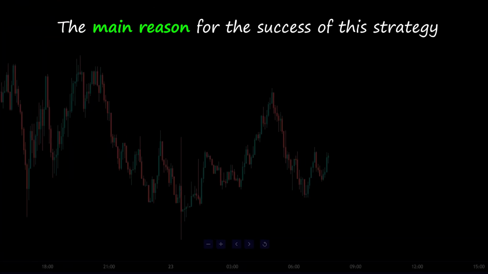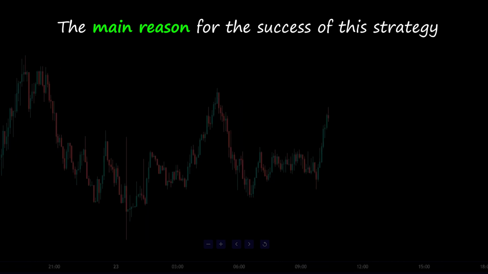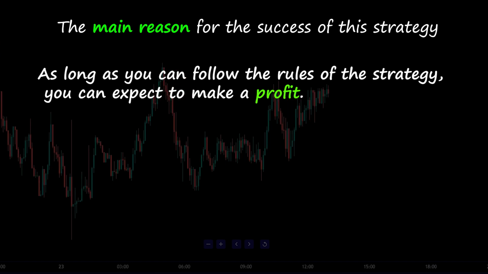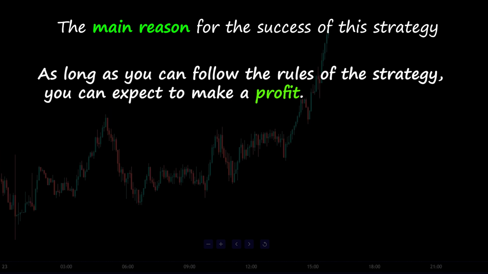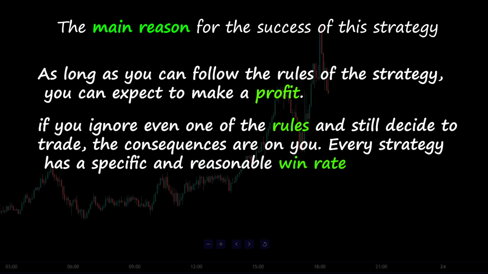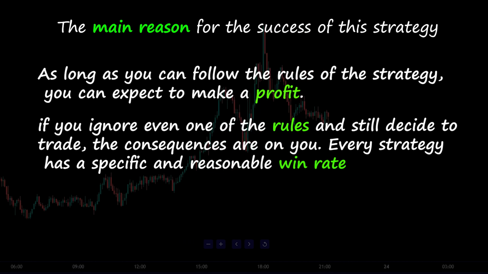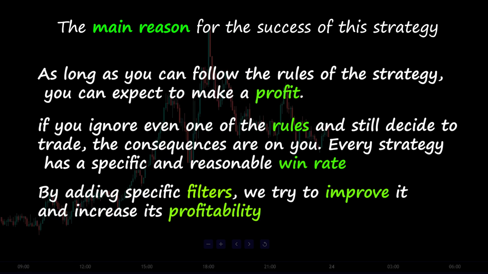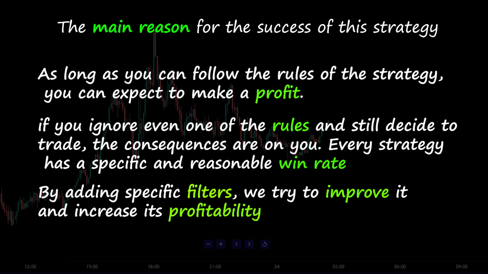The main reason for the success of this strategy is that you must adhere to its simple yet very important rules. As long as you can follow the rules of the strategy, you can expect to make a profit. However, if you ignore even one of the rules and still decide to trade, the consequences are on you. Every strategy has a specific and reasonable win rate. By adding specific filters, we try to improve it and increase its profitability.